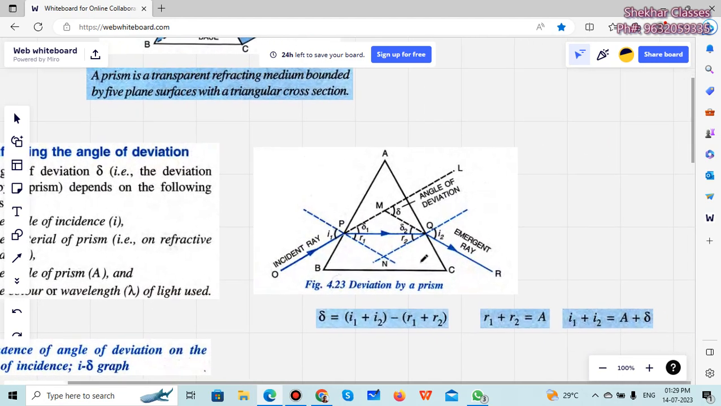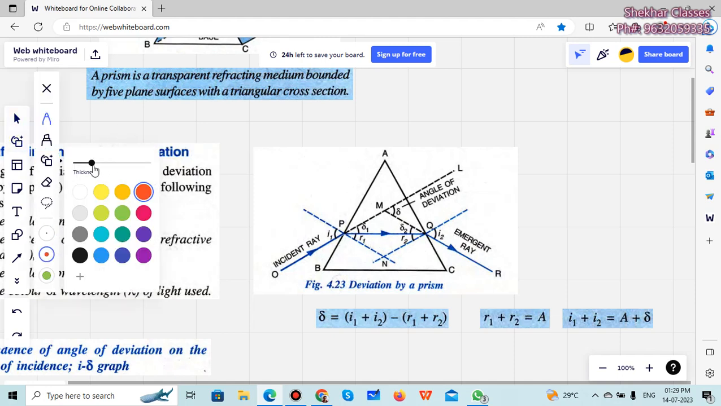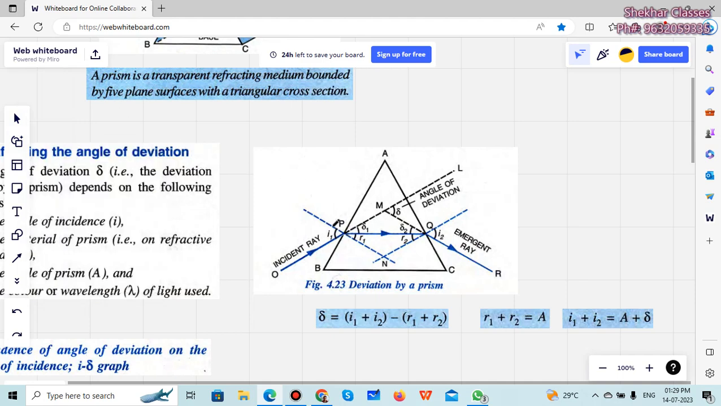So let's see what happens first, then you will understand the deviation. This is the normal, you can see. This is the normal to the plane of the surface here, and the angle it makes is called the angle of incidence. It gets refracted. If there had not been any deviation, it would have gone straight like this, without deviation. But it gets deviated because this is a denser medium and this is a rarer medium, so it deviates and goes like this.